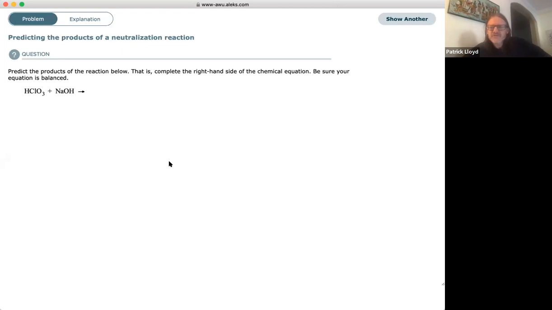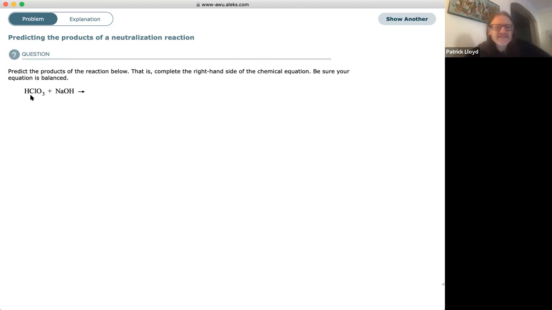Predicting the products of a neutralization. Neutralization is a term we use. It has multiple meanings, but in this context, it means an acid-base reaction. We're neutralizing the acid with a base. When you look at Tums or Rolaids, they talk about neutralizing power, right? Predict the products of the reaction below.